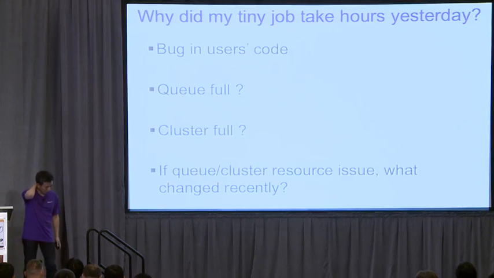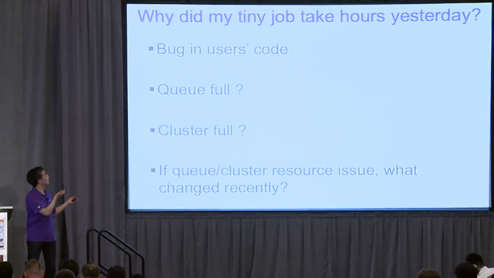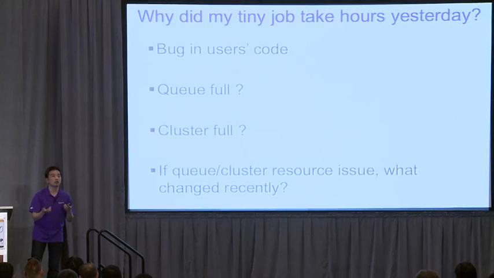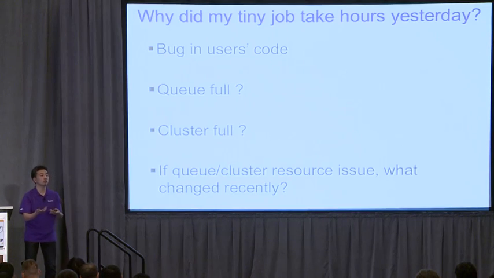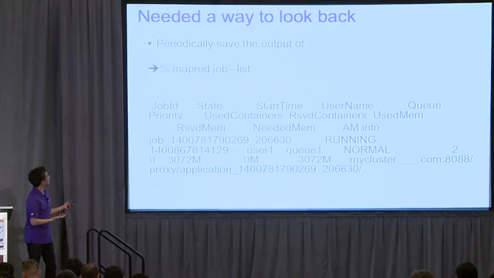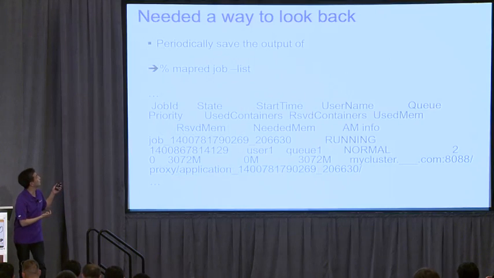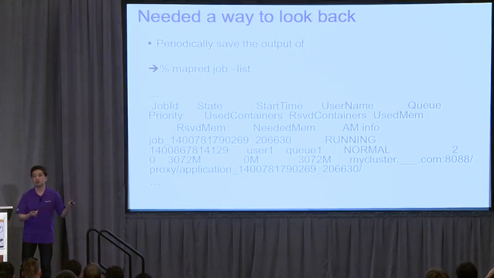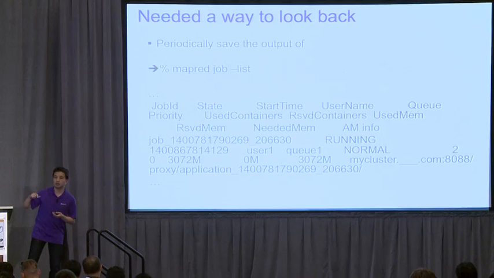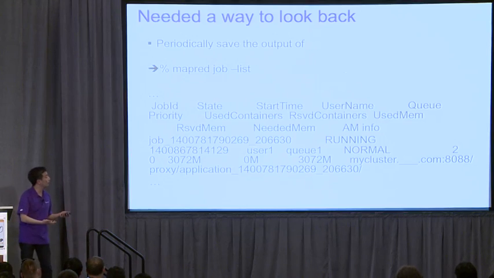But what I started doing was quite simple. If it turns out to be a queue issue, and if I tell the users, okay, the queue was full, the next question I know is coming is, okay, why was the queue full? Right? And another answer is I have no idea. So what I started doing was capturing the output of mapred job list. This gives me the list of jobs that are running, as well as the amount of resources they're using. This is output from Hadoop 2.3, and it's a little different for Hadoop 1, but it's the same idea.